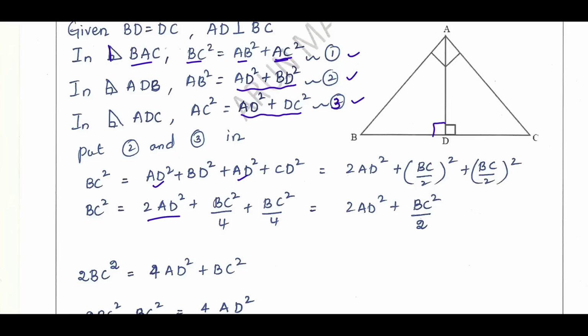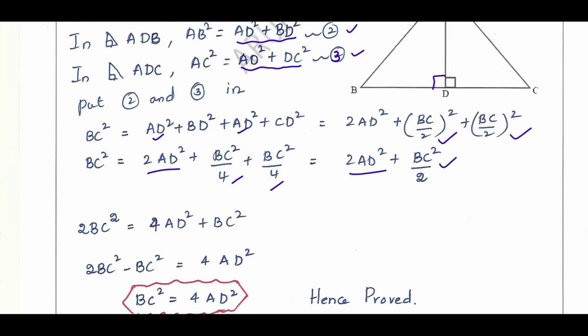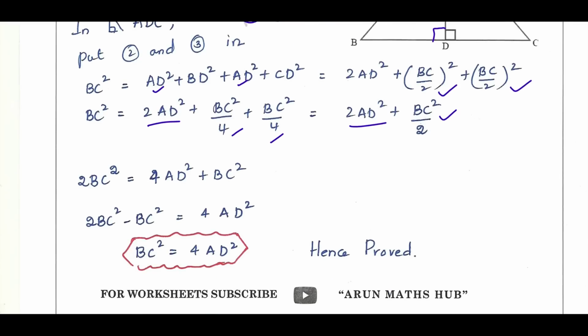Now BD² can be written as what? (BC/2)². In the same way, DC² can be written as (BC/2)², that is BC²/4. BC²/4 plus BC²/4 is 2 times BC²/4. Now what we get is 2AD² + BC²/2. Taking LCM, we get 2BC² = 4AD² + BC². Now 2BC² − BC² gives BC², which is equal to 4AD².